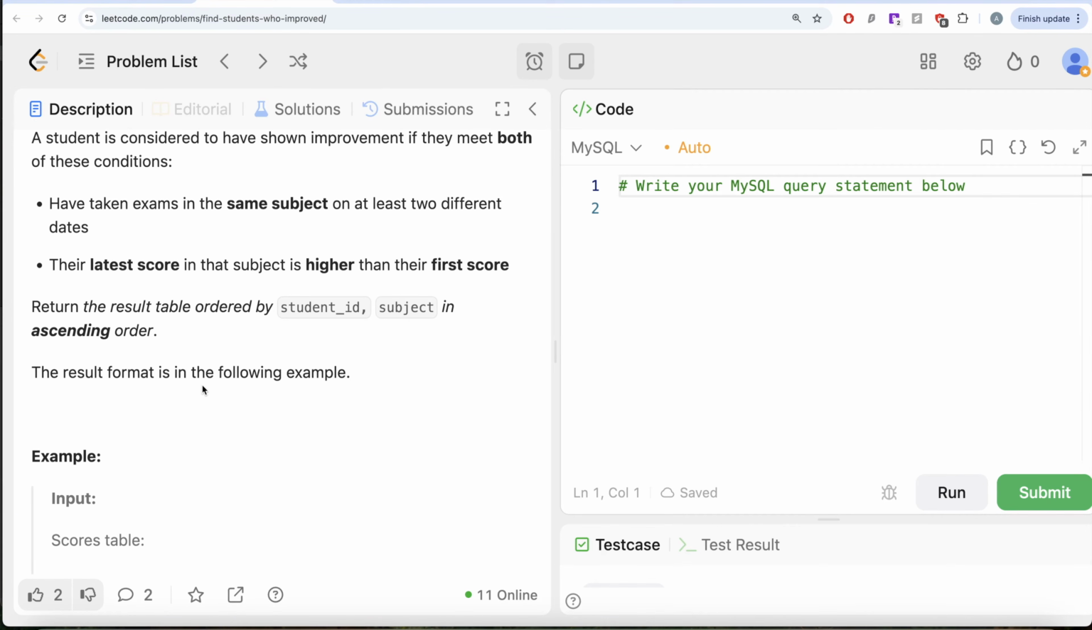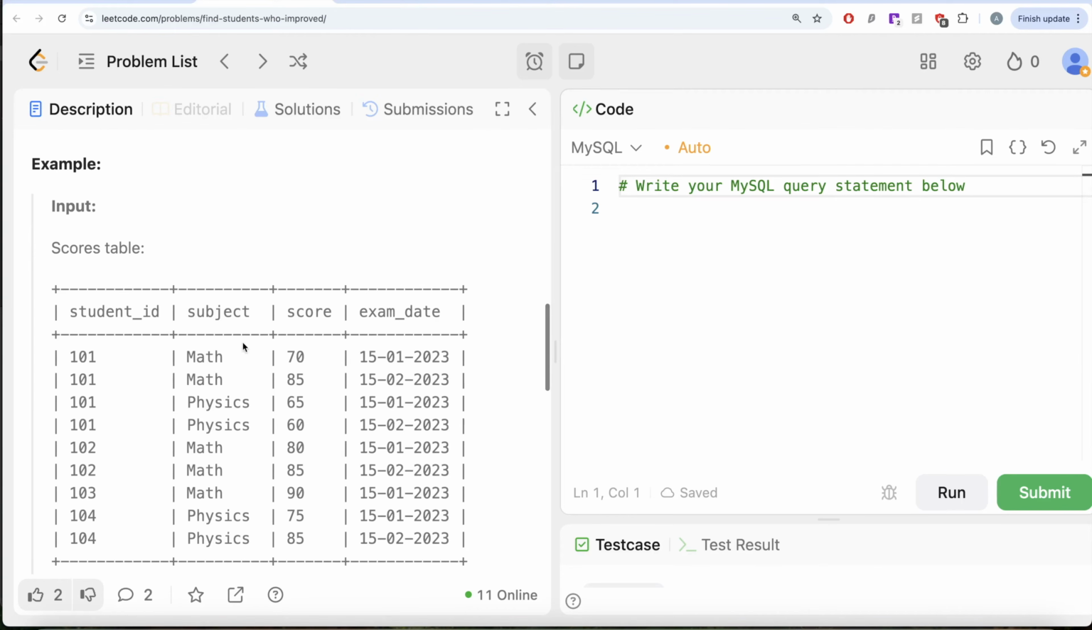Let's go to this example. Here we have various student IDs, their subject, scores, and exam date. So if we look at student ID 101, the person has taken the math exam twice. First time on 15th of January 2023 and again on 15th of February 2023, where the score improved, right? So the final score is 85. The first score was 70.